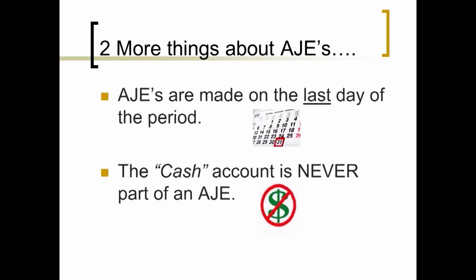Here's another thing about adjusting journal entries. The cash account is never, ever, ever part of an AJE. If I ask you to make an adjusting journal entry and you are either debiting or crediting cash, I guarantee you your AJE is wrong. Okay? I guarantee it. Okay? All right. Now let me show you something else about AJEs.